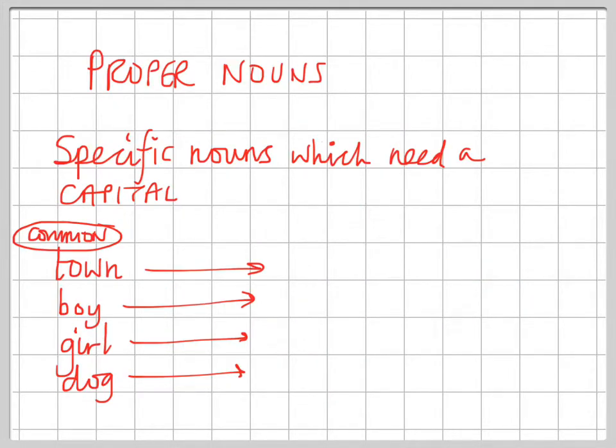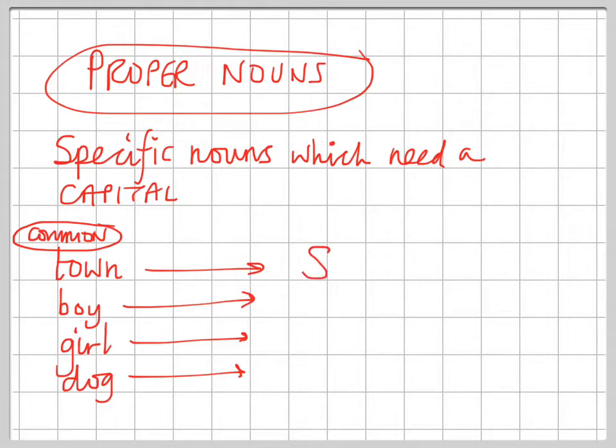Second type of nouns is proper nouns. Now these are specific ones which need a capital. So here on the left hand side we've got a group of common nouns, so we can change those into proper nouns. If I were to write down town in a sentence, it wouldn't need a capital letter, whereas if I talk about a specific town like Saltash, then it definitely would.